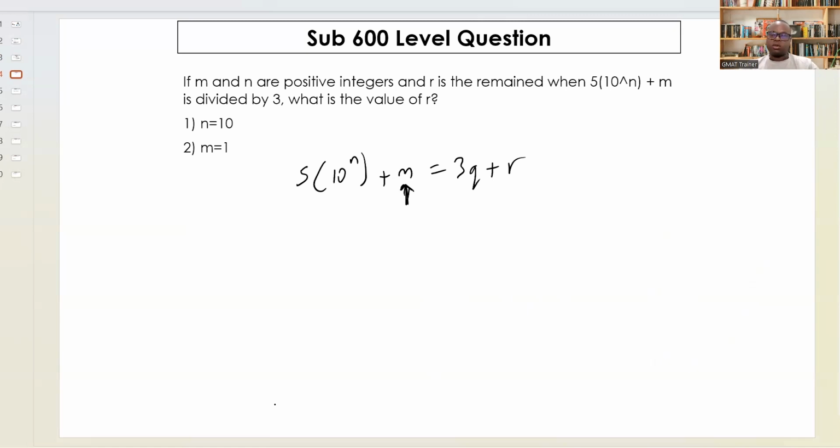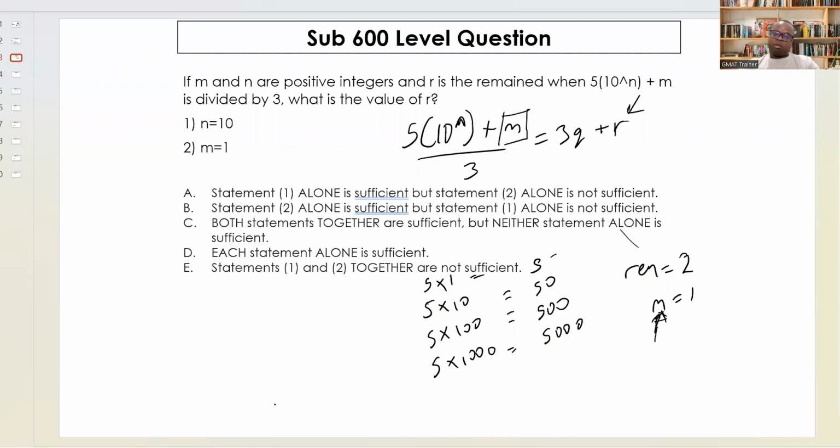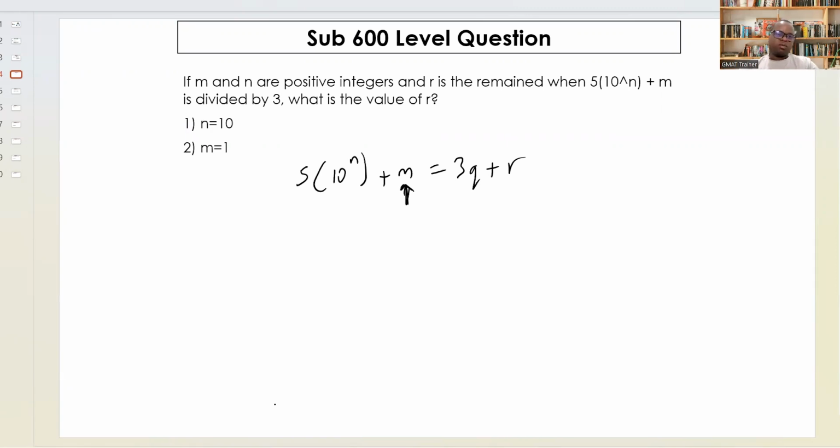Because if it can take 1, 2, 3, or 4, then in some cases the remainder will be 0, and in some cases it will be different. So we'll have multiple values of r. We need just one definite value of r for a statement to be sufficient. So the first statement, n equals 10, tells us nothing about the value of m, but just reaffirms what you had seen earlier, that the remainder is going to be 2. Whatever value m can take, it won't be sufficient. So this statement is not sufficient in itself.